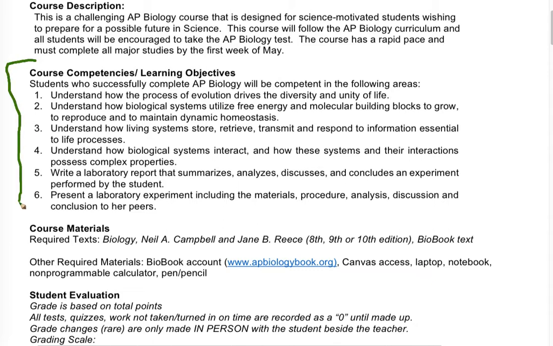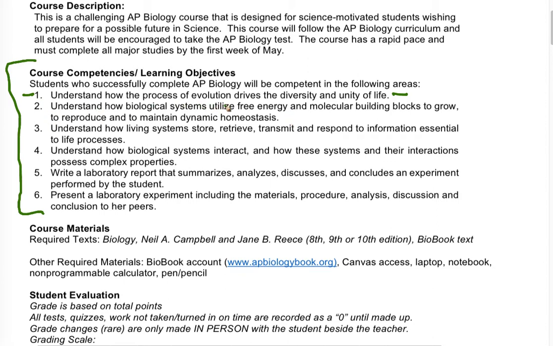These are the big themes for the whole year. Anybody who successfully completes AP Biology will, number one, understand how the process of evolution drives the diversity and unity of life. That's the whole first quarter.